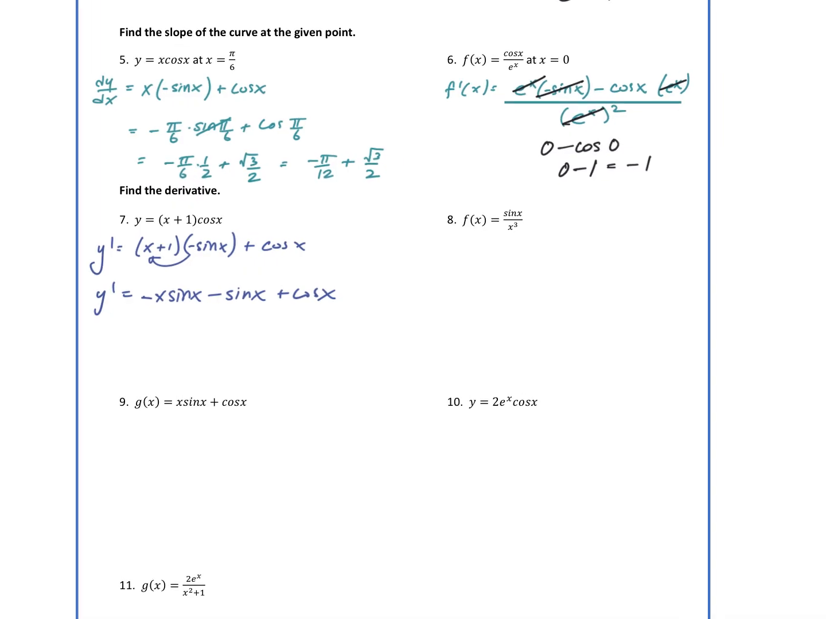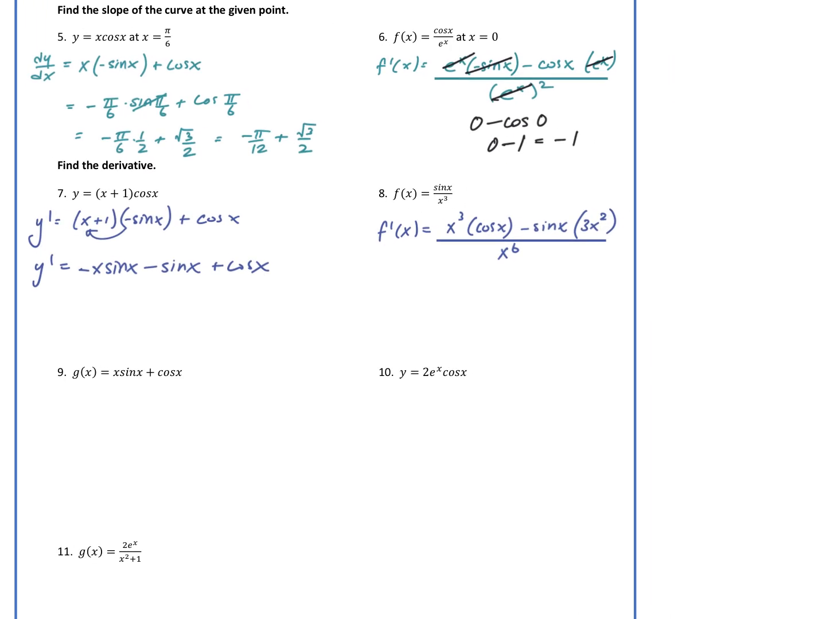This is a quotient rule, f prime. We're going to get low d high minus high d low all over the bottom squared. X cubed squared is x to the 6th power. And again, not really much you can do here, f prime of x.